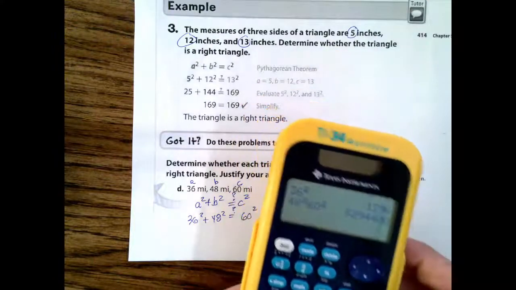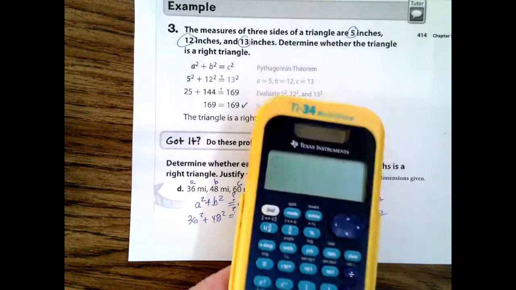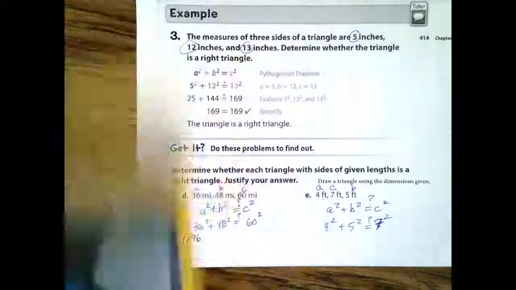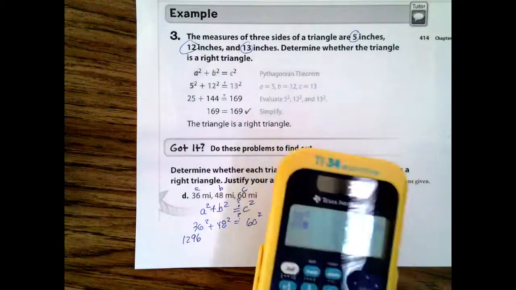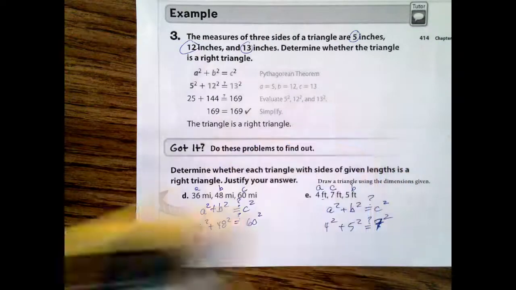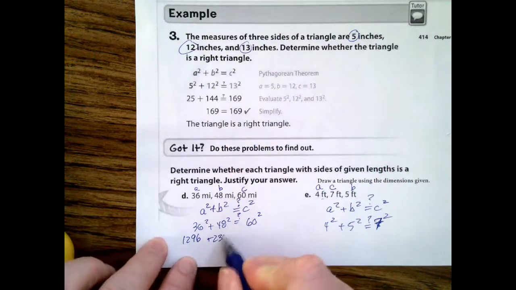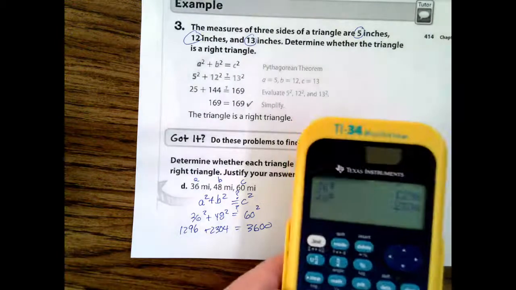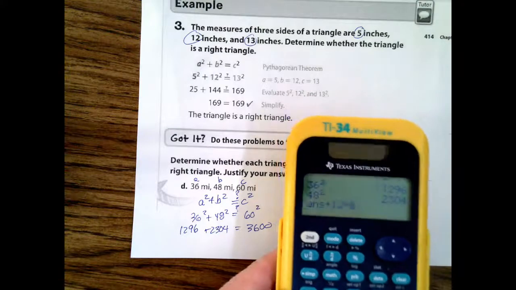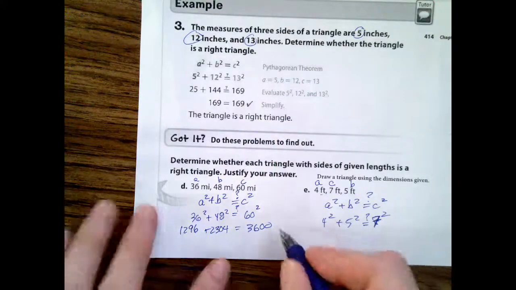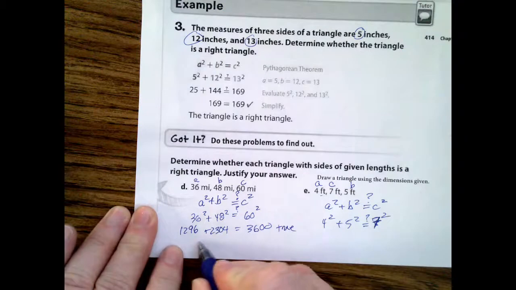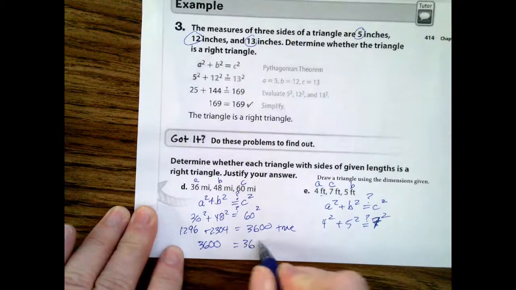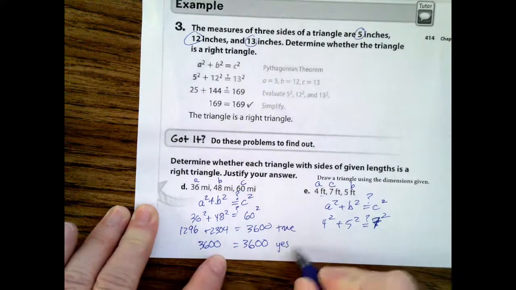Let's try that again. 36 squared is 1,296. 48 squared is 2,304. This is 3,600. I'm going to add 2,304 plus 1,296, and it's true. I get 3,600 equals 3,600. So yes, this is a right triangle.